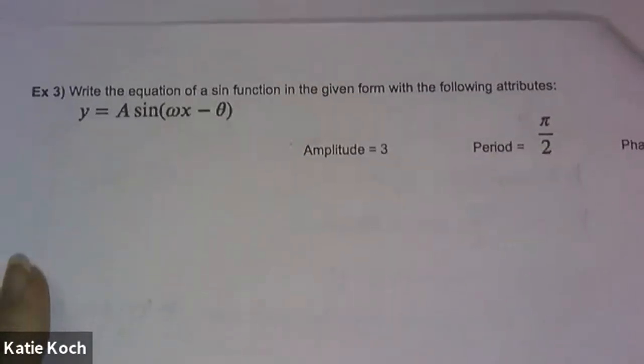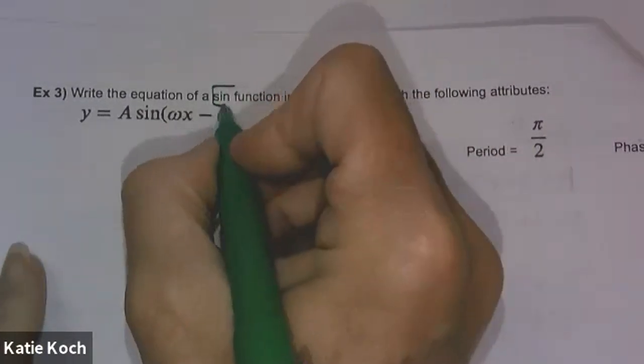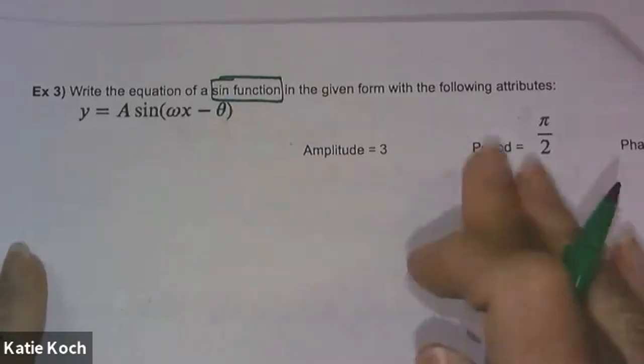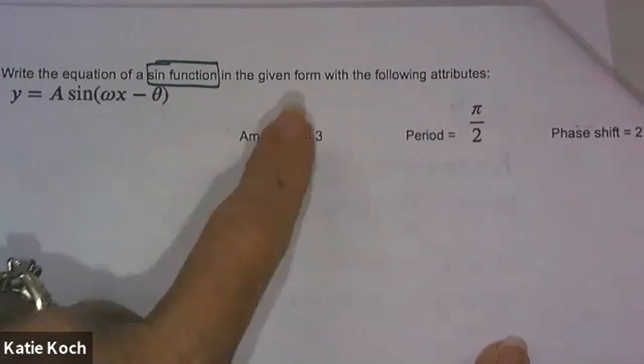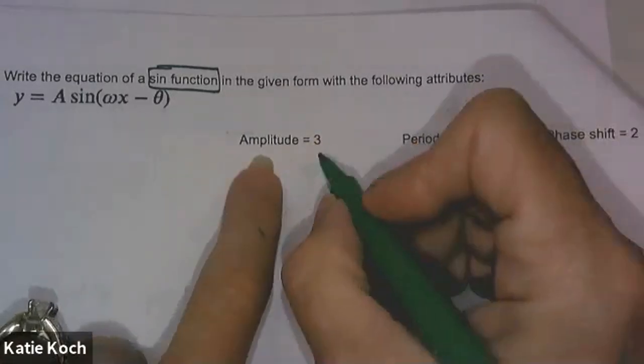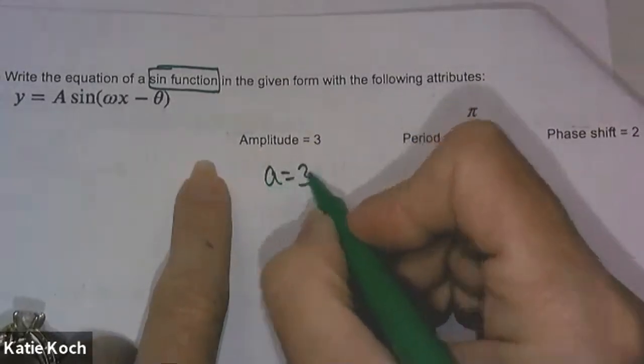On this one, they want me to write a sine equation. So write the equation of a sine function. And then they tell me all of the attributes. So let's look. They're telling me that the amplitude is 3. So all right, I already know that A is 3.